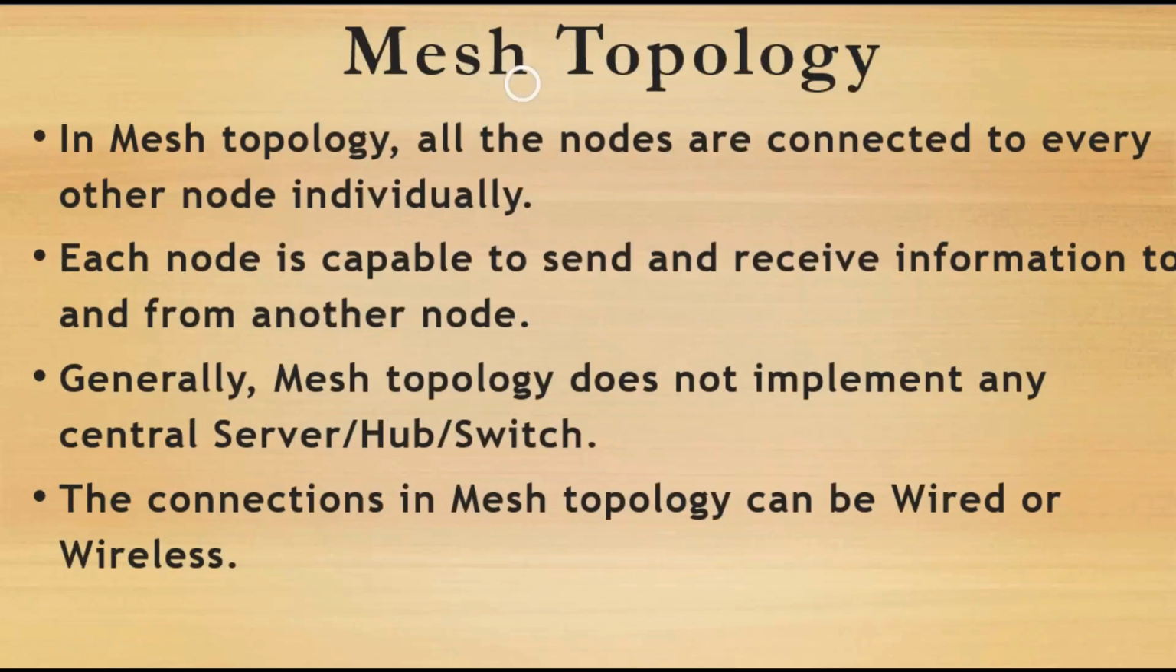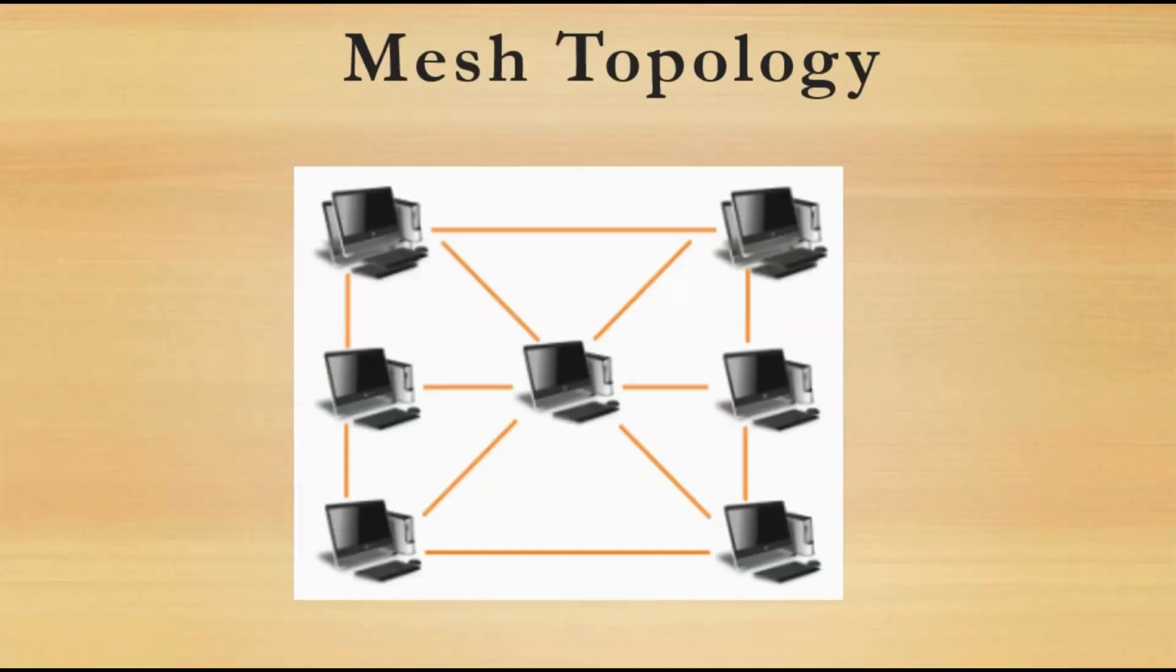The next topology is mesh topology. In mesh topology, all the nodes are connected to every other node individually. Each and every node is connected to the other nodes separately. So each node is capable of sending and receiving information to and from another node, very easily. Generally, mesh topology does not implement any central server, hub or switch. The connections in mesh topology can be wired or wireless, so you can use this mesh topology with wired or wireless.